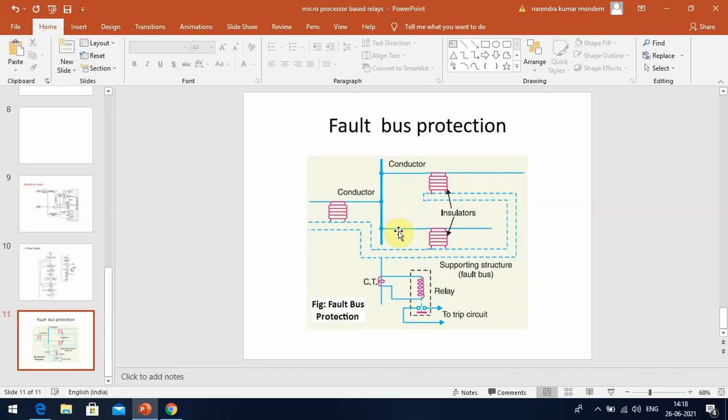So for example, under normal operating conditions, what happens? There is no current flowing from the conductor to the fault bus. That means no current flows from the conductor to the fault bus, so the relay is not energized, the relay does not operate. When a fault occurs, that means an earth fault occurs, the current flows from the conductor to the fault bus, conductor to earth metal barrier or fault bus. So from there it goes to the relay coil, which gets energized and passes the information about the fault to the circuit breaker, and the circuit breaker isolates the circuit. So this is about fault bus protection.